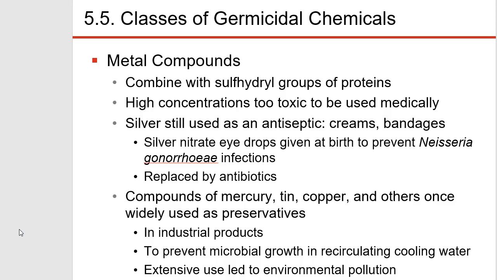Metal compounds, we can use certain metals to kill different types of microbes. Silver is very important when we use it as an antiseptic. We use it for creams and bandages. We use it for gonorrhea.